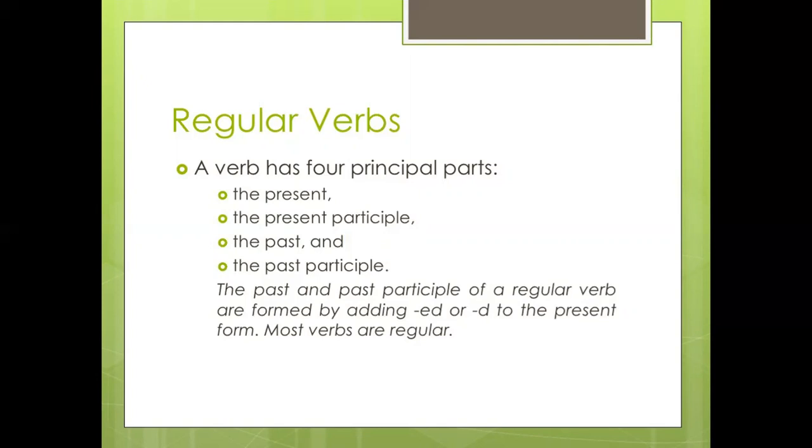Now a verb has four principal parts. The first one is the present, or you can say simple present. Second is present participle or present continuous. Third is past. Fourth is past participle. So simple present means do or any action which is done in the present time. Present continuous tense means any action which started in the present and it is still going on.